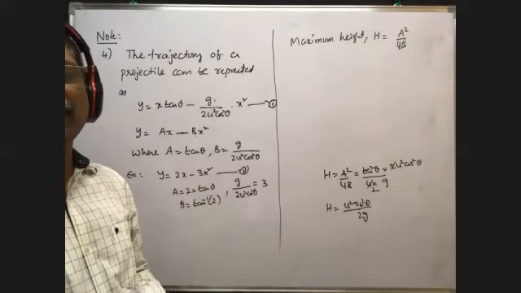Next, what about the formula for time of flight? Time of flight capital T is equal to square root of 2a square by g into b.